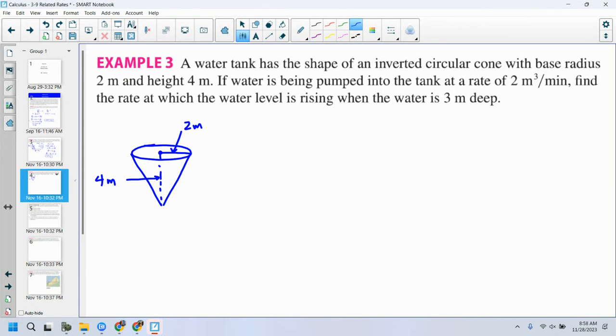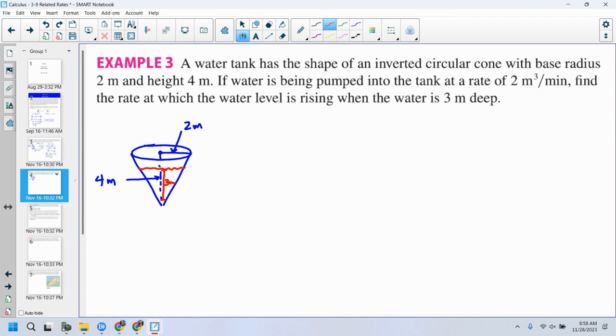If water is being pumped into the tank at a rate of 2 cubic meters per minute, find the rate at which the water level is rising when the water is 3 meters deep. So basically what I'm saying here is I'm going to pump water into this thing, and when it hits 3 meters, that's when I want to know how fast the water level is rising.